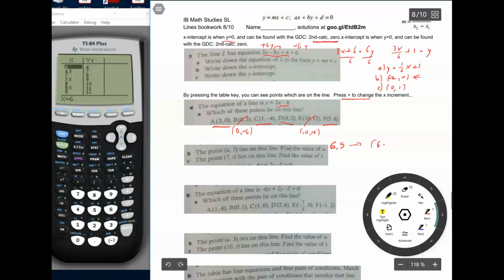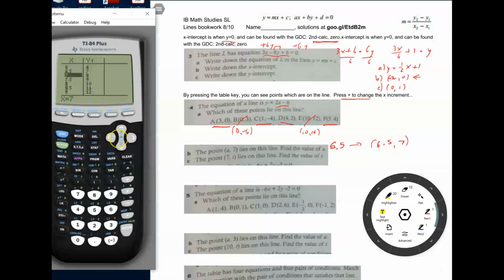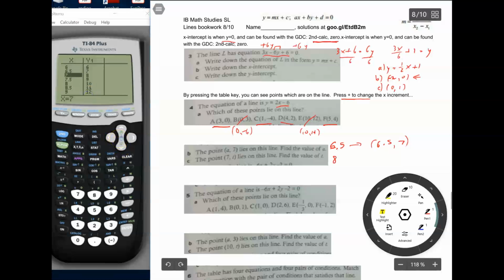It's 6.5 comma 7. C, the point 7 comma something lies on this line. Find the value of t. So 7 comma something should be 8, okay? Because it's 7 comma 8.